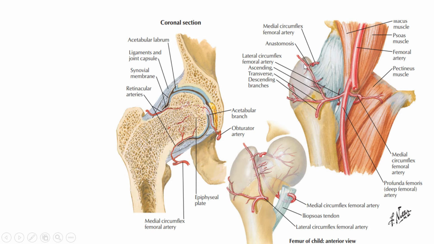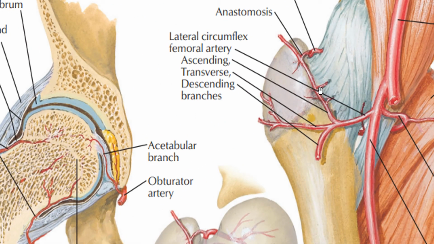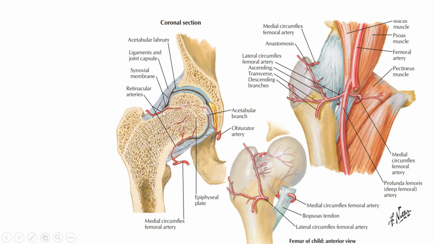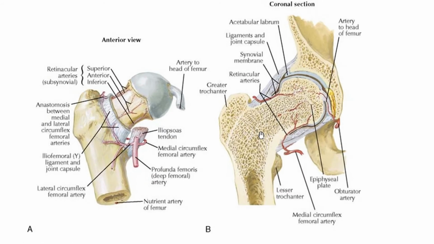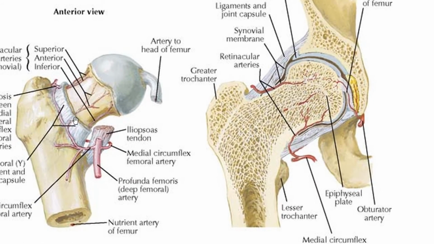Now look at this. The lateral circumflex has three further branches: ascending branch, transverse branch and descending branch. The ascending branch has branches which penetrate the iliofemoral capsule and then move along the neck of the femur. Here you can see the neck of the femur. So this was the blood supply. Again, here you can see these are the retinacular arteries from the lateral circumflex.